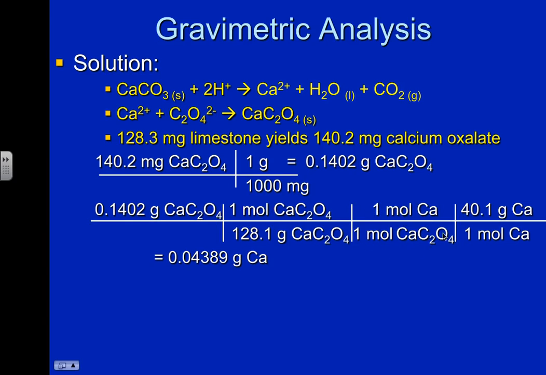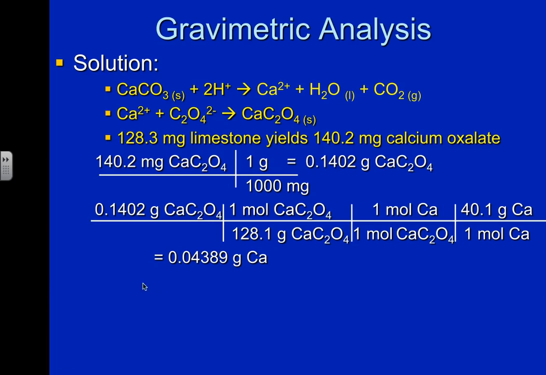So here, my molar ratio might look a little strange. One mole of calcium oxalate contains one mole of calcium. Well, that's because right here, there's a little imaginary one. So one calcium ion goes into the calcium oxalate, so it's a one-to-one ratio. And now that I'm in the terms of calcium, I can then use the molar mass of calcium just to get to my regular old calcium to recognize the total gram amount of calcium that was in the calcium oxalate I started with. Okay? It makes sense? Hopefully.